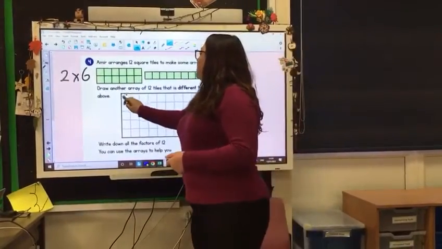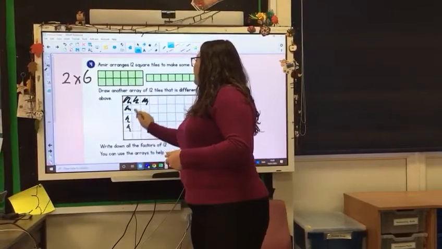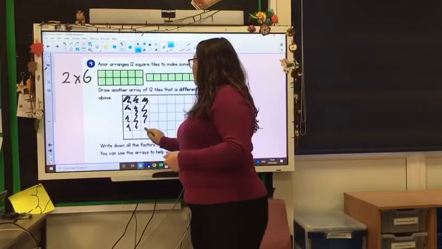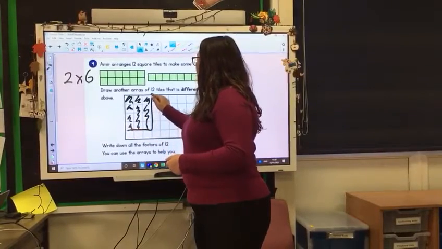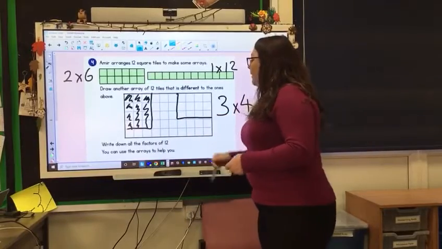So you could shade in 3 across and 4 down. That could be one array, or you could do it the opposite way. So 4 across and 3 down.